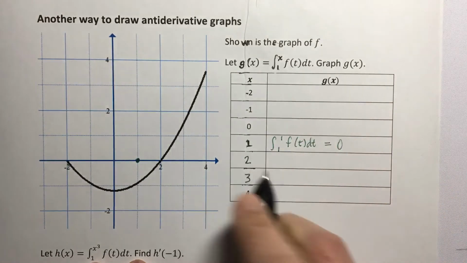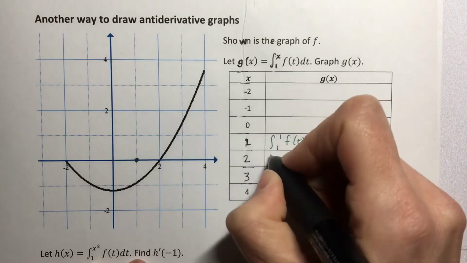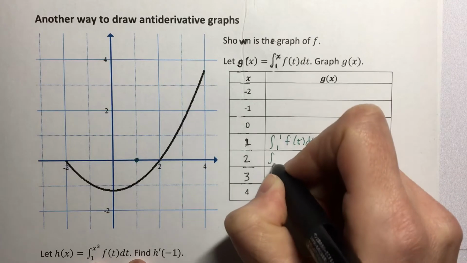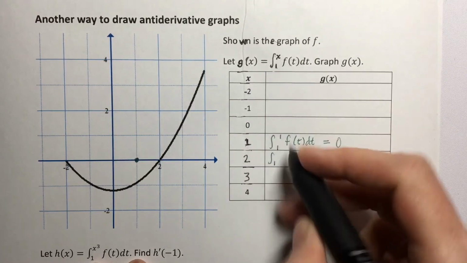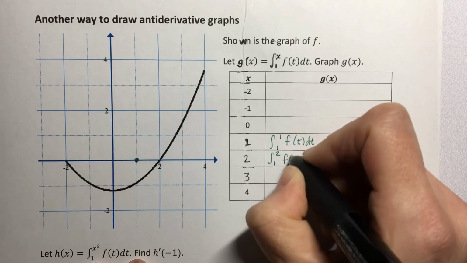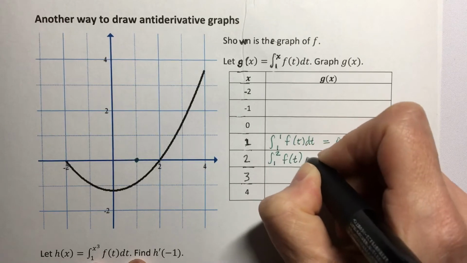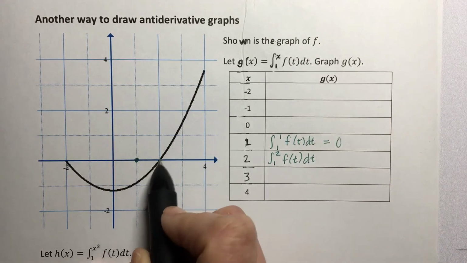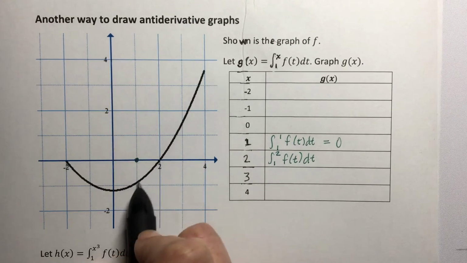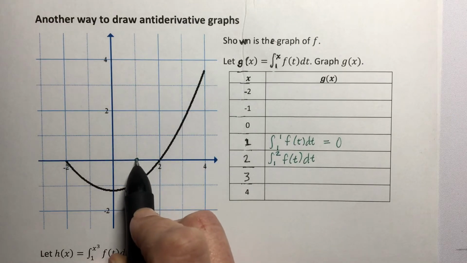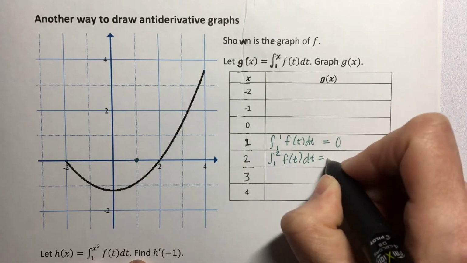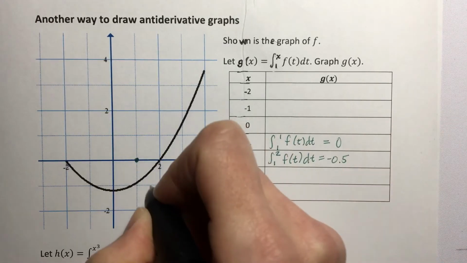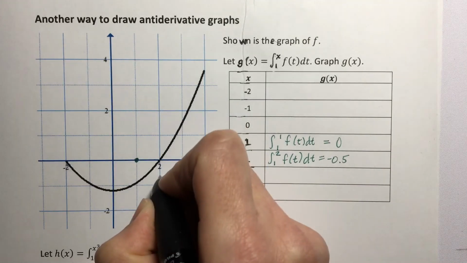When x is 2, I'm going to work down and then I'll go backwards. So for x is 2, that means g of 2 is the integral from 1 to 2 for f of t dt. If I look at going from 1 to 2, I have an area of about -0.5. So I can plot that.